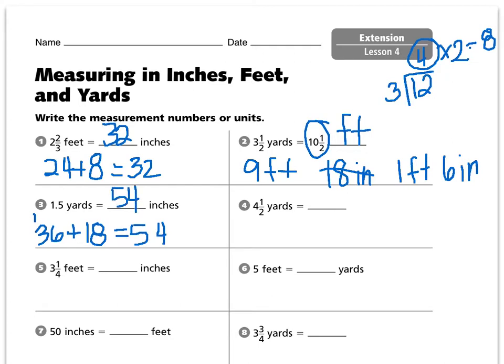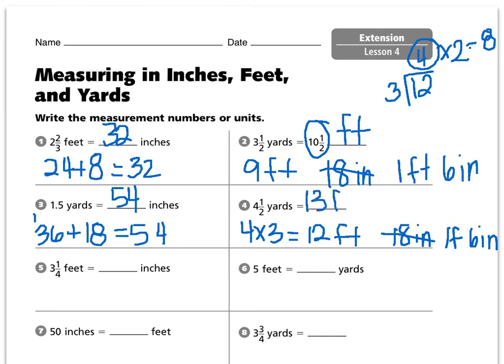4.5 yards, and then you get to choose. So I'm going to convert it to feet, and I would need to have 4 times 3 for feet would equal 12 feet, and I know that 18 inches would be a half of a yard, so I would convert this to 1 foot, 6 inches. So 12 plus 1 foot is going to be 13 feet and 6 inches.